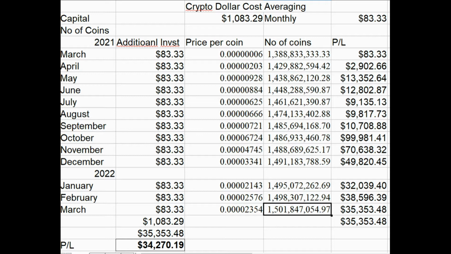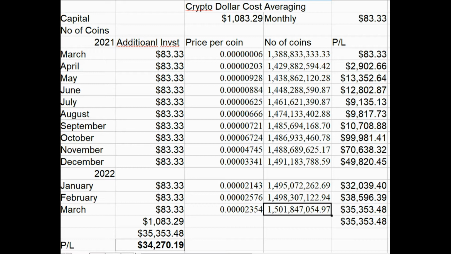$49,820.45. From January 2022, the price is lower than last December 2021 and the same amount of $83.33 monthly investment with a total of 1,495,072,262.69 coins. March of 2022, with the price of Shiba Inu 0.00002354, you got around 1,501,847,054.97.